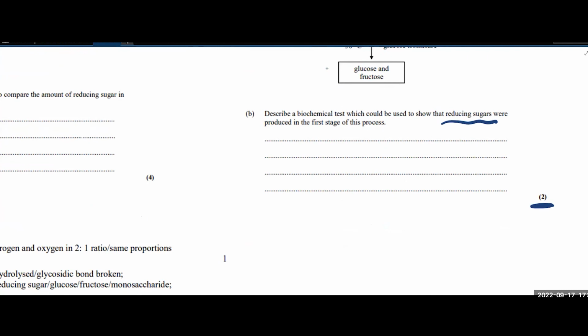Excellent. Good, Hamza. Yes, Islam. Good. Benedict's reagent, right? One mark will be given for Benedict's reagent, and for the other mark you will say: we add Benedict's reagent and heat up. If the blue color changes into green, yellow, orange, red, then there is reducing sugar. If there is no change, there is no reducing sugar.